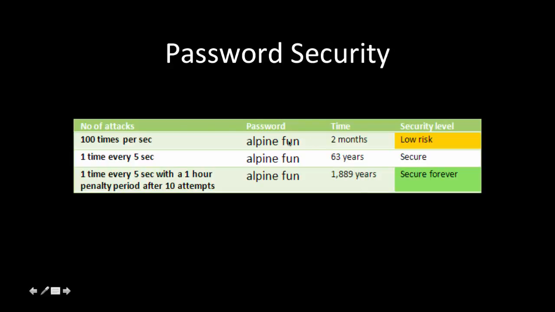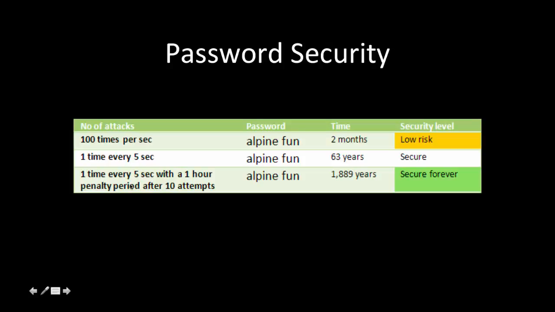So if we take Alpine Fun, the password that we talked about before, and we allow people to attack 100 times per second, it would take 2 months to break the password. If you can only authenticate 1 time every 5 seconds, it would take 63 years. Now, 1 time every 5 seconds is an eternity for a computer that's trying to automatically log in, but for a person, you probably have to wait 5 seconds between when you enter your password and when the screen comes up that tells you it's correct or not. So a human is unlikely to notice this delay, but it makes a huge difference for the computer.